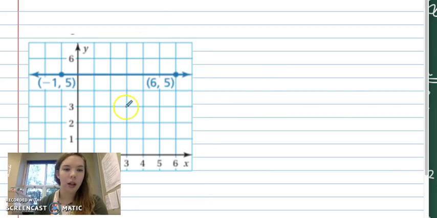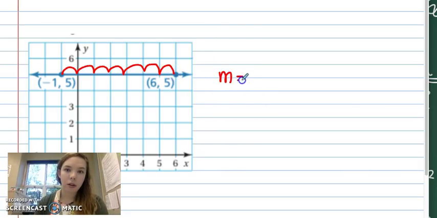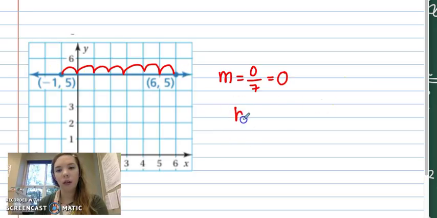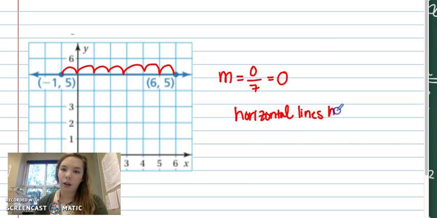All right, next graph. In this one, I'm not going up or down at all. Instead, I'm just going 1, 2, 3, 4, 5, 6, 7 to the right. So my slope would be 0/7. 0 divided by anything else is just 0. Okay, so horizontal lines have slopes of 0. So all horizontal lines like this have a slope of 0.